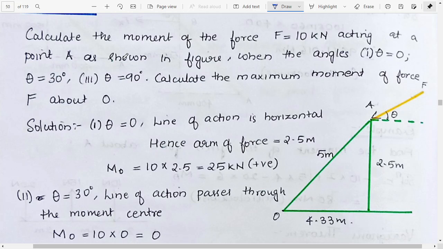Okay, so in this example we need to calculate the moment of a force of 10 kilonewton acting at a point A as shown in the figure, when the angle theta is equal to 0, theta is equal to 30, and theta is equal to 90, and we need to calculate the maximum moment of force about A. So this is our force which is acting in this direction, and this is our point A.